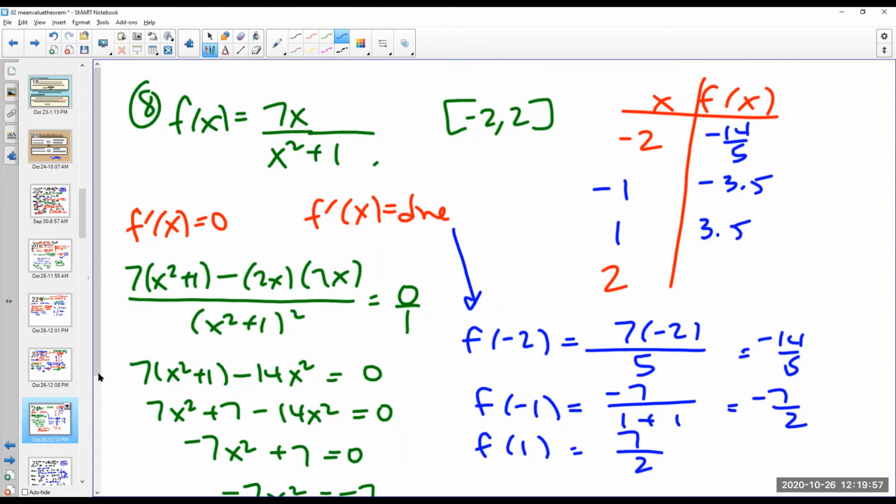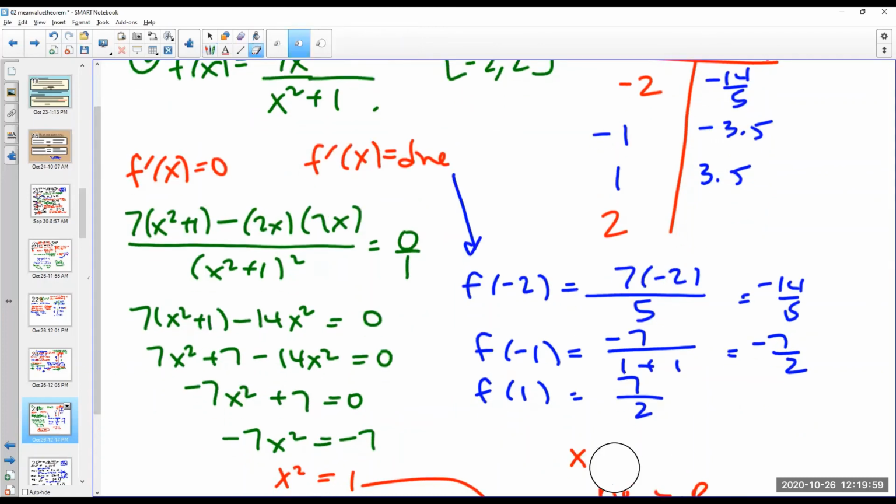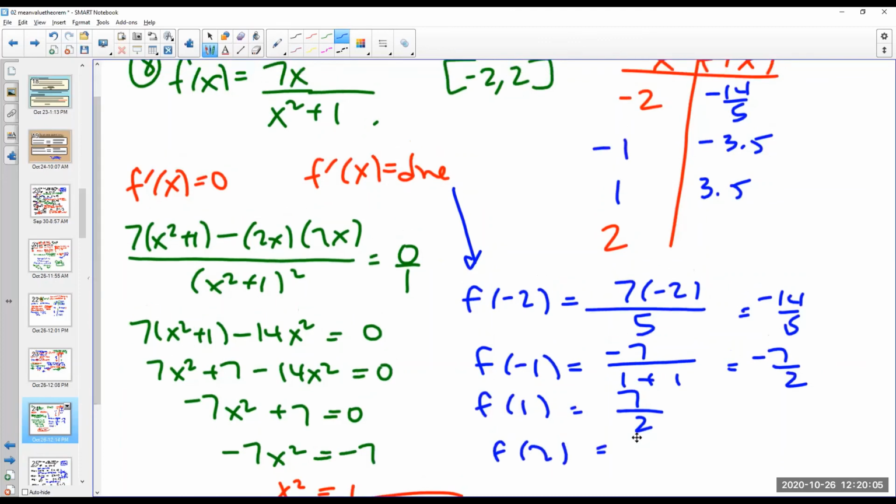And finally, if I plug in 2, f of 2, I'll get 7 times 2, which is 14, over 5. Whatever that is, that's 14 over 5, a little less than 3. Anyway, it's less than 3.